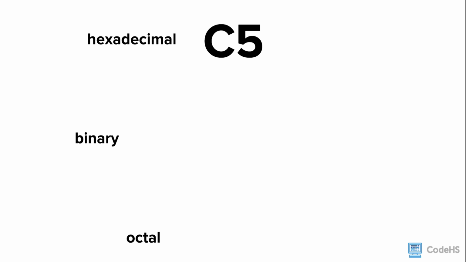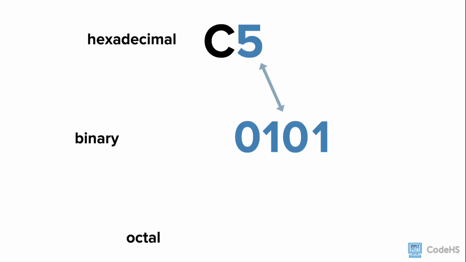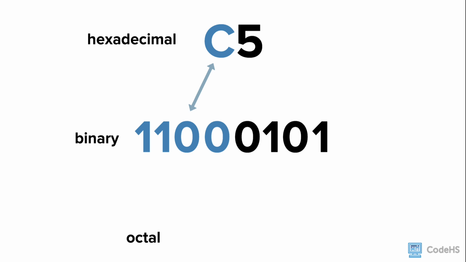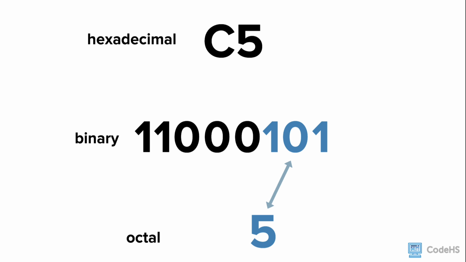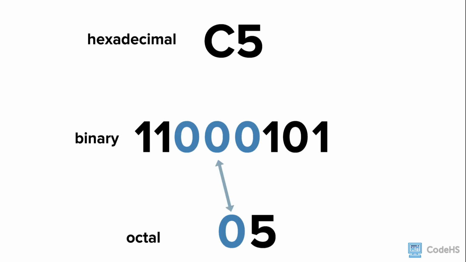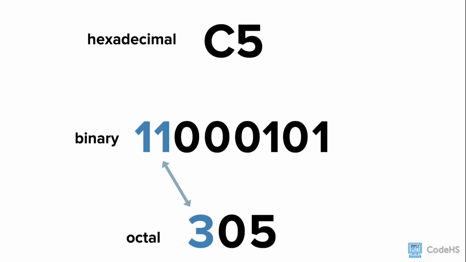Let's say we want to convert the hex number C5 to octal. First, we convert each hex digit to its 4-digit binary representation. 5 is 0, 1, 0, 1, and C is 1, 1, 0, 0. Now that we have the binary, we can convert this to octal 3 digits at a time. Starting from the right, 1, 0, 1 is 5, 0, 0, 0 is 0, and 1, 1 is 3. So all 3 of these numbers are equal. And we were able to convert without doing any multiplication, which can be especially helpful when working with larger numbers.